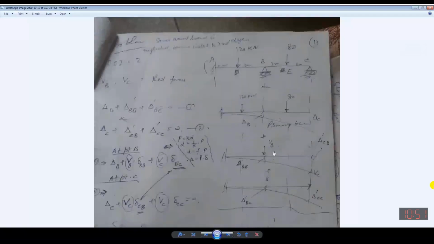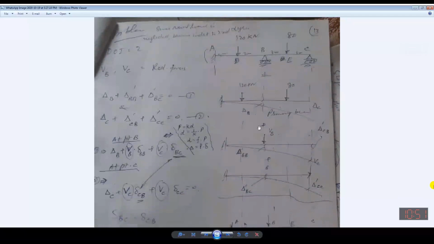I should have with me the formula that I displayed before, displaying this numerical in the slides.